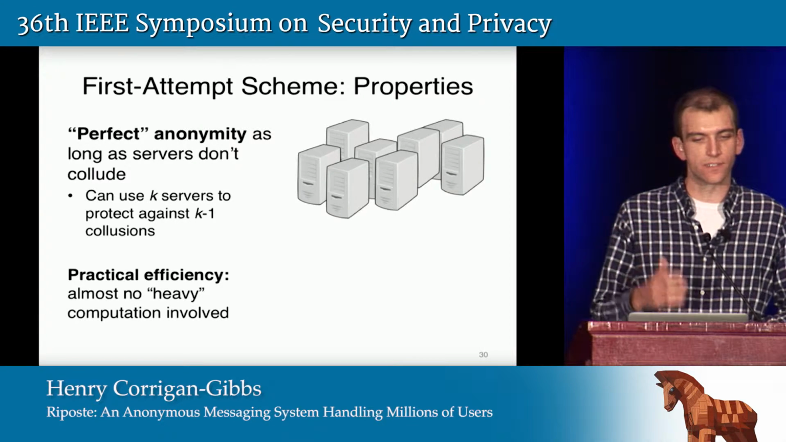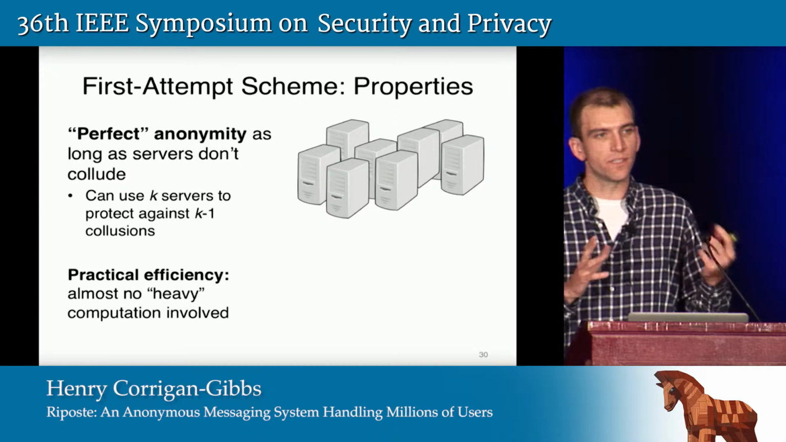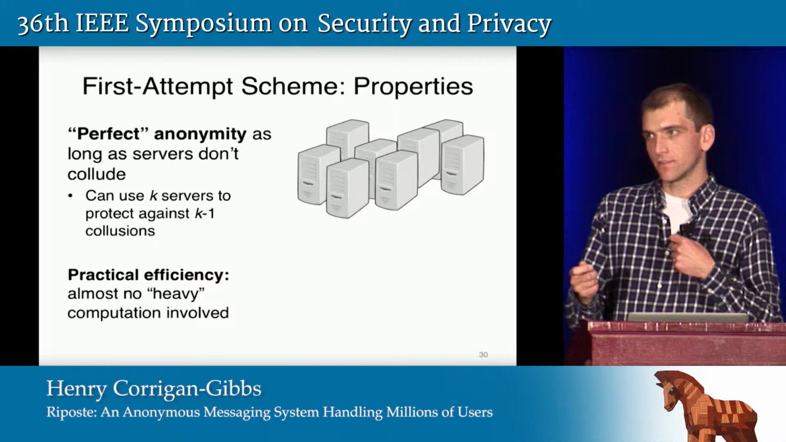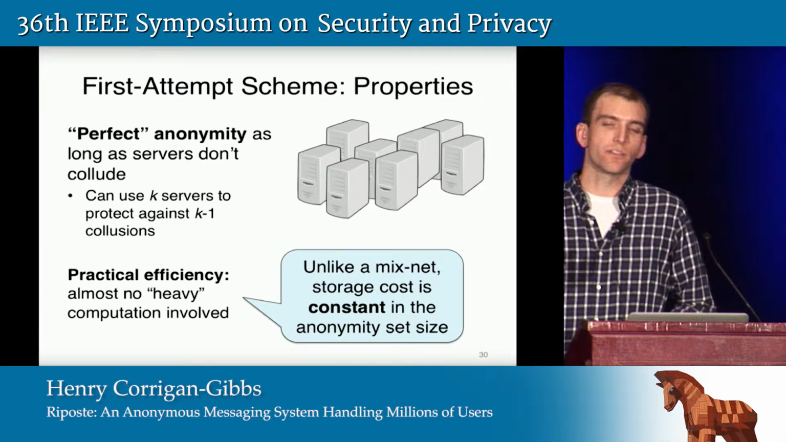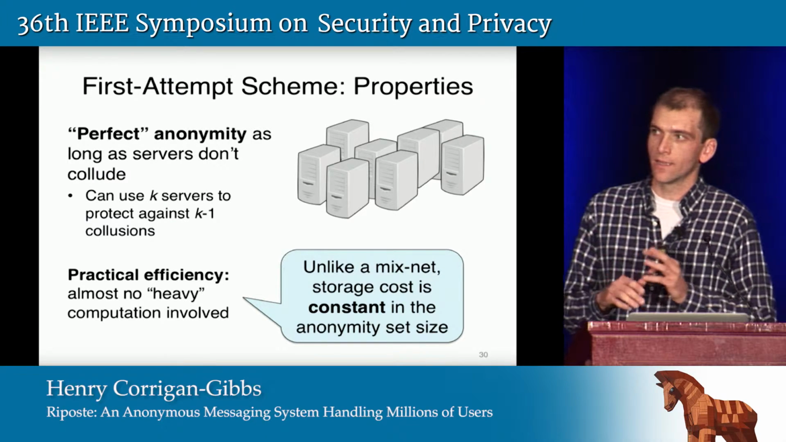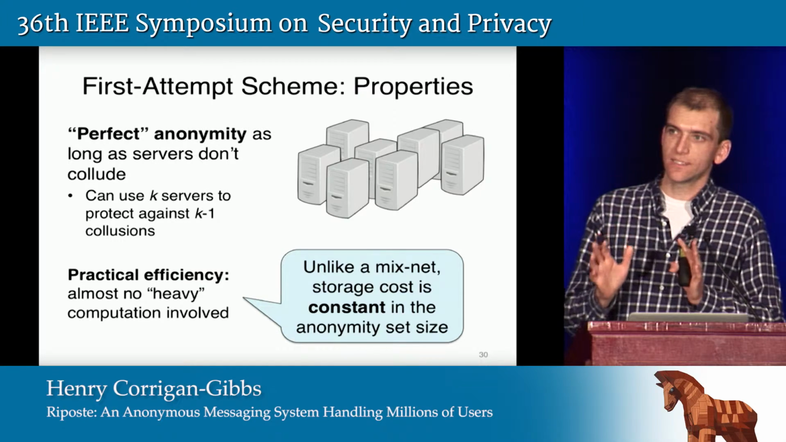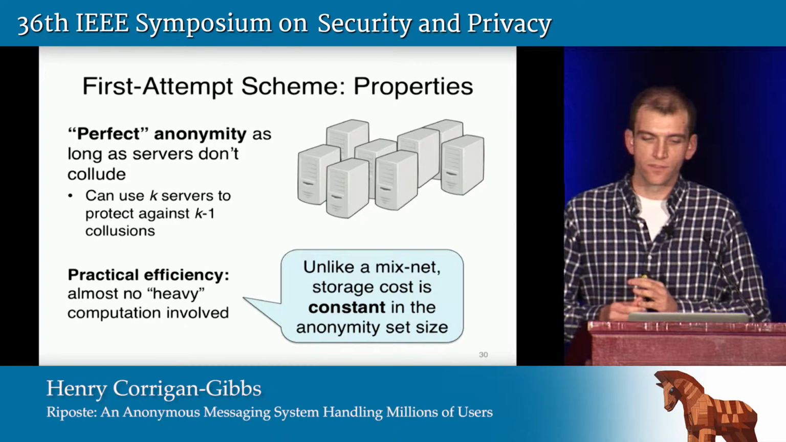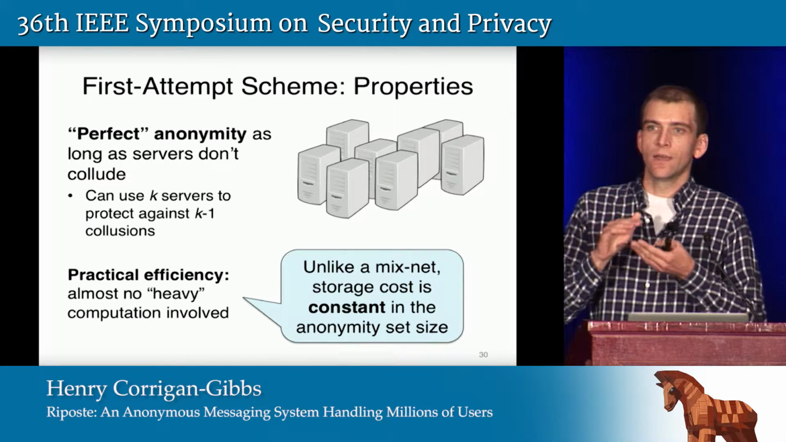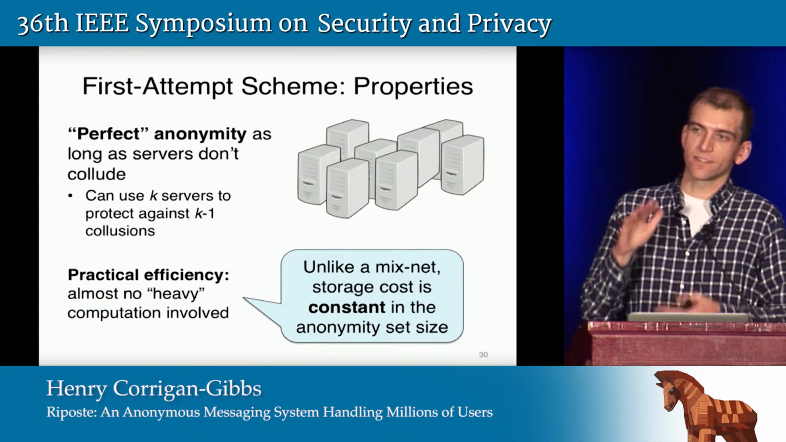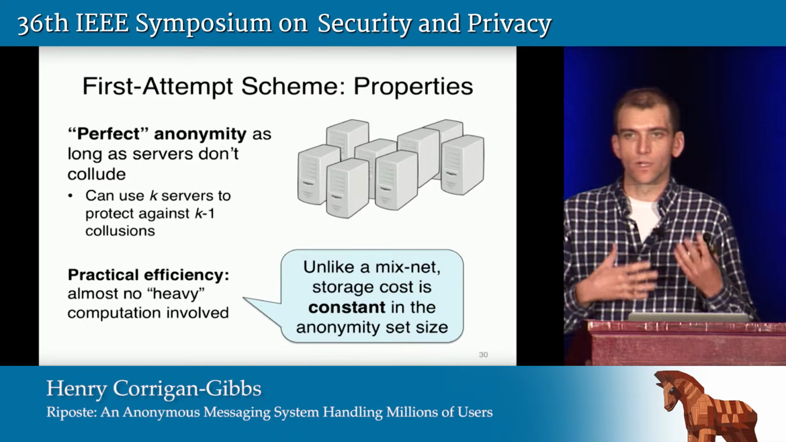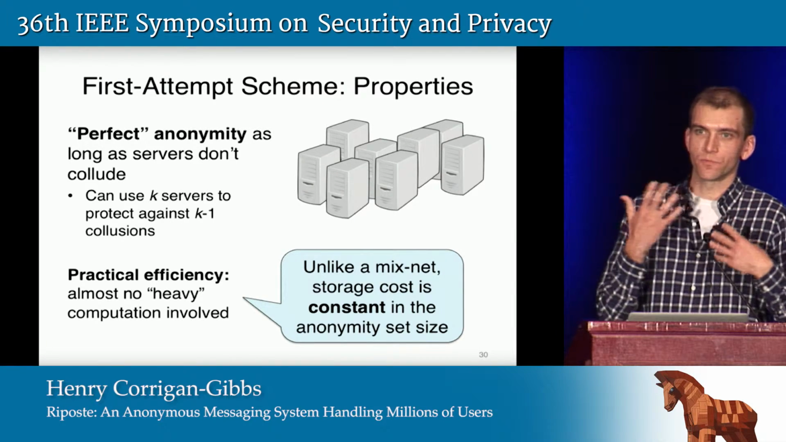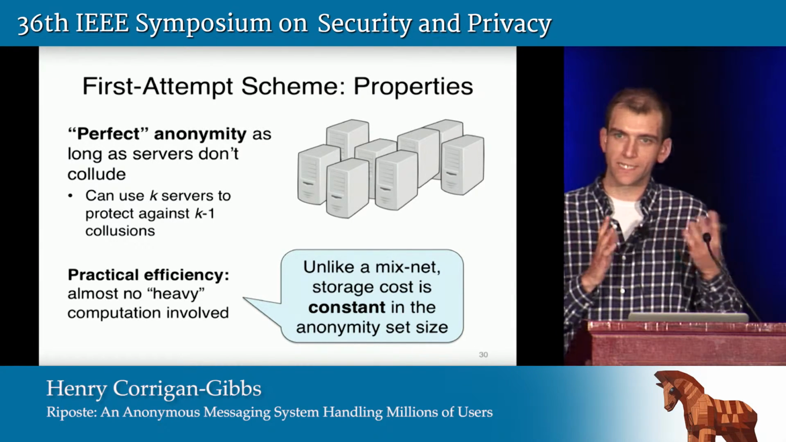The other neat thing about this construction is there's almost no heavy computation involved. This is just XORs over strings. And one other nice feature that we take advantage of is that unlike a mixnet, the storage cost here is constant in the size of the anonymity set. So the storage cost at the servers is really proportional to the size of the bulletin board or the size of the database, which actually can be much smaller than the anonymity set size if you're working in an application where there's many more readers than writers. So like Twitter or WikiLeaks or something like this.